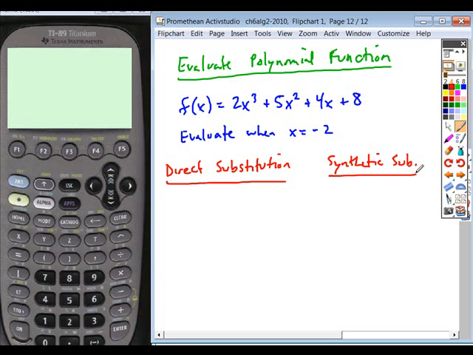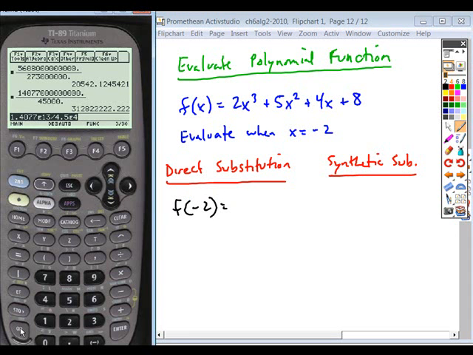All right, the first is direct substitution. It's exactly what it says, and that is if you just plug that number in. So you're basically evaluating your function for -2. If you're doing it by hand, you could just plug it in. Easiest thing here would be to use a calculator.